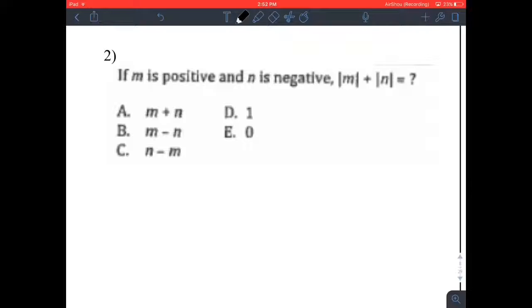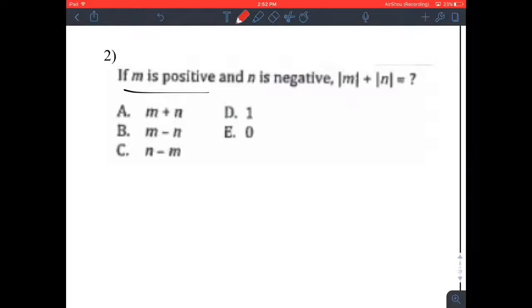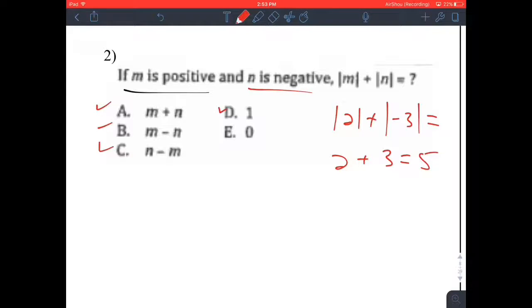Let's pick numbers. It's a great strategy to use. Let's say m is a positive number. Let's say that m is 2. n is a negative number. Let's say that's a -3. That's going to be 2 plus 3, which is 5. So which one of these is going to work? Well, it's not D or E, because that gave us 1 or 0.